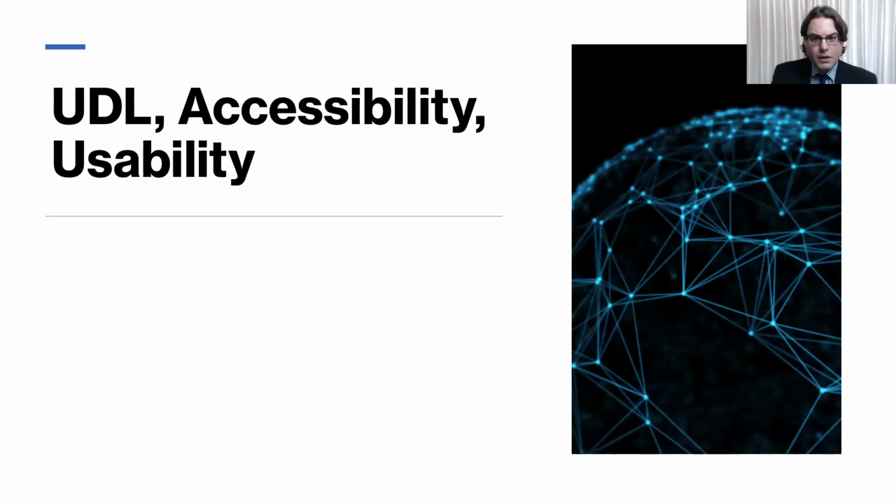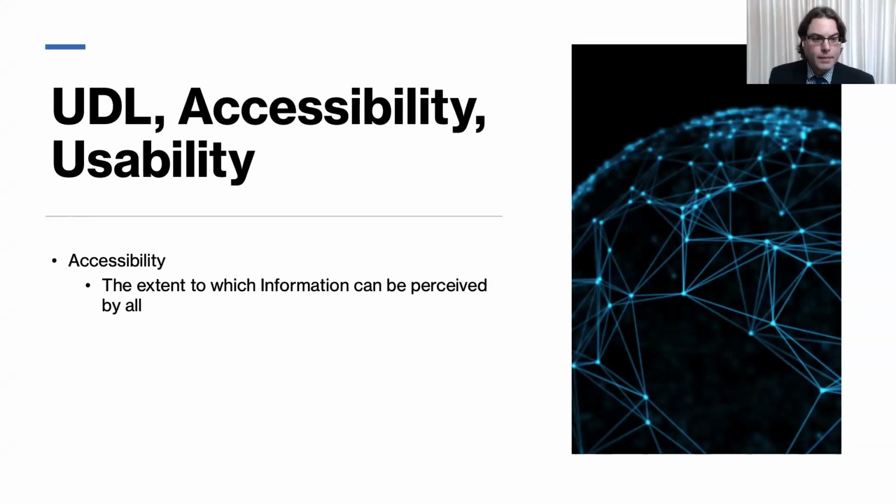And I'd also like to clarify 3 terms that you've probably heard me use or that you may have heard used as well. The first one is accessibility, and that refers to the extent to which information can be perceived by all. And this means we've made sure the information, a document or a presentation or a film or a TV show, can be perceived by all people regardless of ability. And we hear the term compliance. It tends to refer to accessibility.